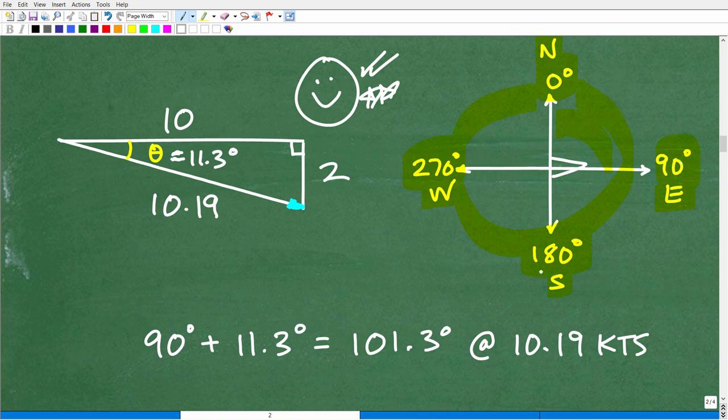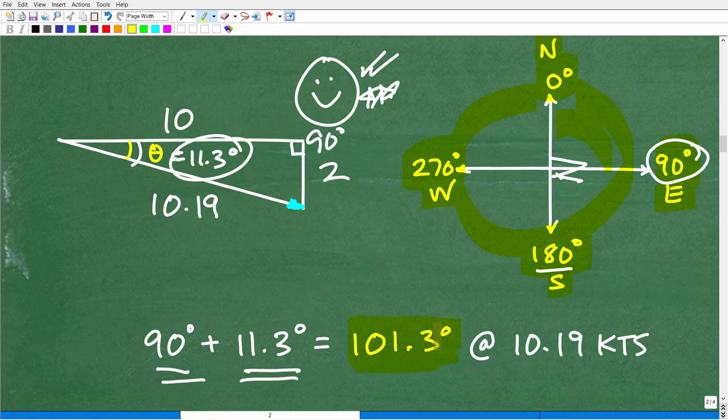Our current was due south, or 2 knots at 180 degrees. So where's our resultant? Where's the actual course of our boat? And what's the actual speed? Well, if we were on 090 degrees, but when we factor in this current, we have 11.3 degrees this way. So we're really starting at 90 degrees plus an additional 11.3 degrees. So we're going to want to add those up. So our true heading is going to be approximately 101.3 degrees at 10.19 knots.